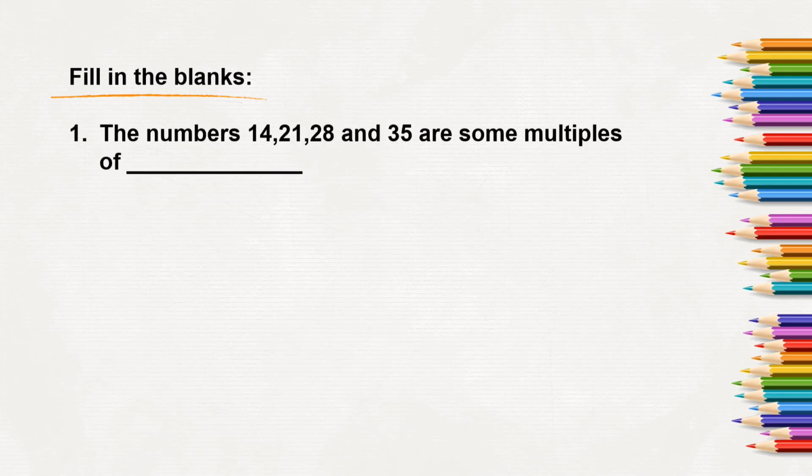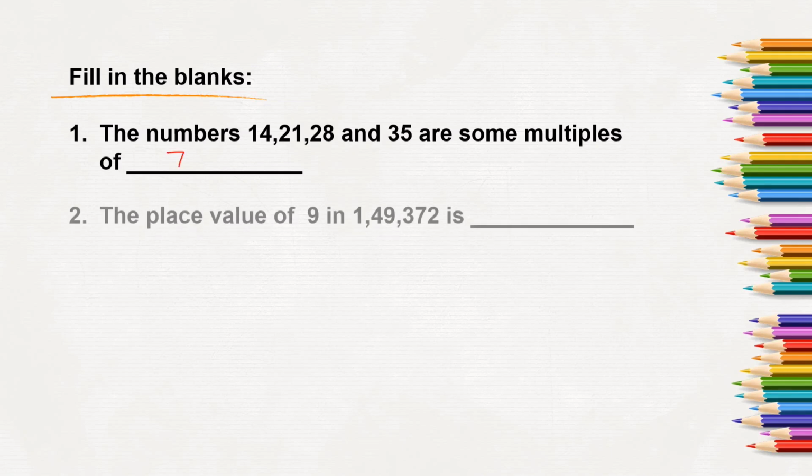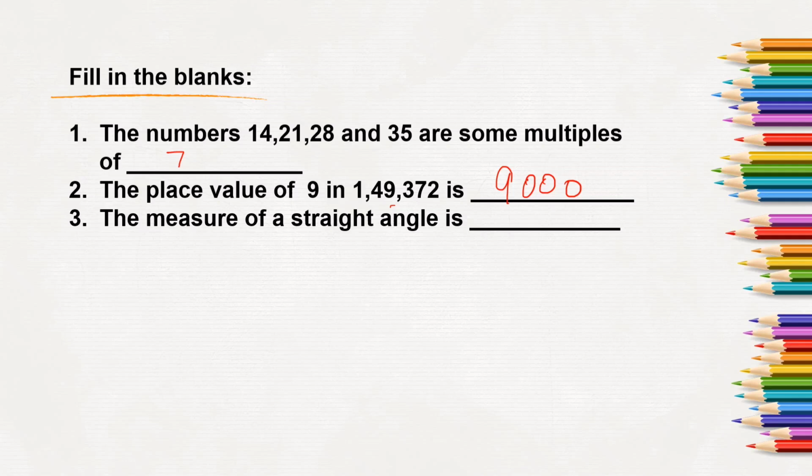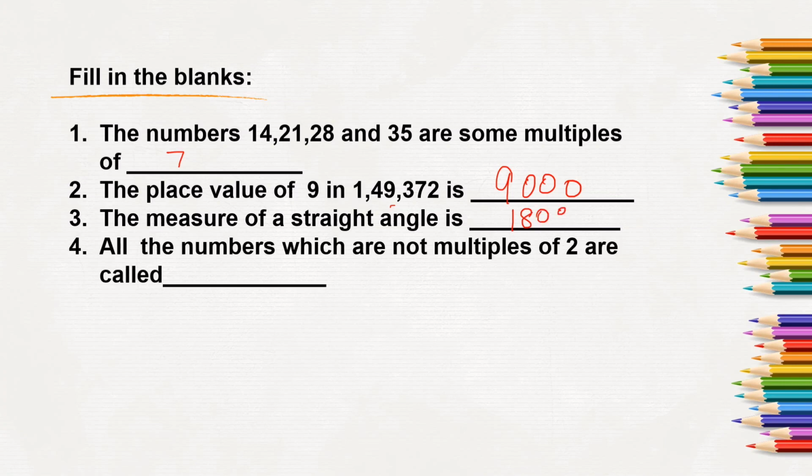Fill in the blanks. The numbers 14, 21, 28 and 35 are some multiples of? Yes, all these numbers are multiples of 7. The place value of 9 in 1,49,372 is? What is the place value of 9? Yes, 9,000. Next question, the measure of a straight angle is 180 degrees.